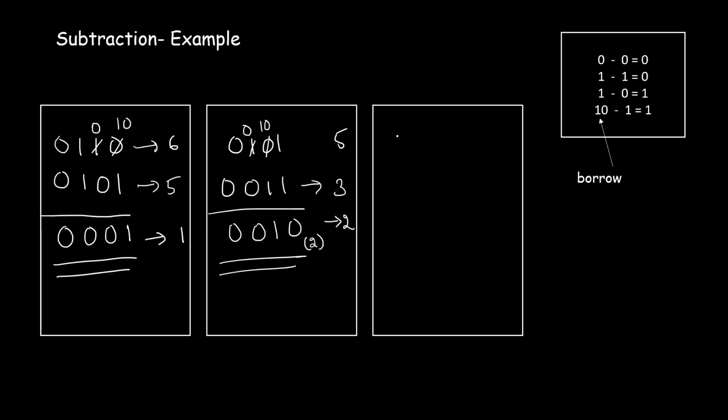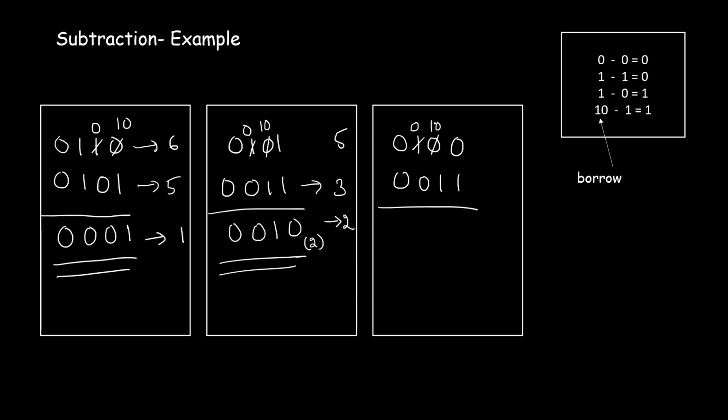Let me take another example, the last example. 0 1 0 0 minus 0 0 1 1. Now 0 minus 1, I cannot perform 0 minus 1 because I cannot subtract a bigger number from a smaller number. But if I see its neighbor, it doesn't have a 1. So I have to see the next neighbor. Next neighbor has a 1. So when I take a 1 from here, a 0 remains. Now that 1 goes to this. This becomes a 1 0.